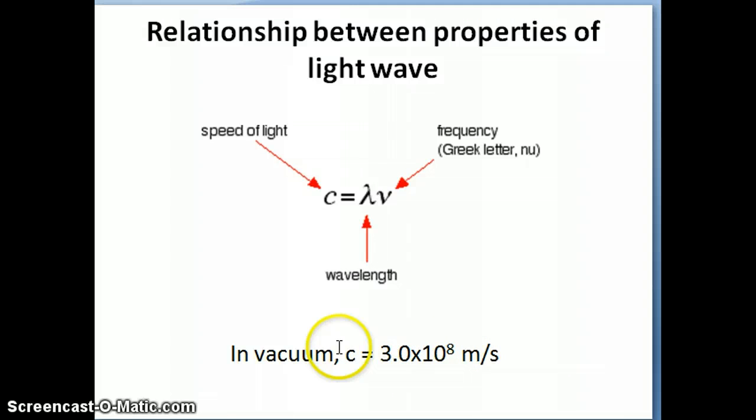It doesn't change. Okay. Now, what I want to do in the next several slides is talk about some of the properties of light. There are many, many properties of light, but I'm going to talk specifically about some properties that will matter to us in our discussion of quantum mechanics.